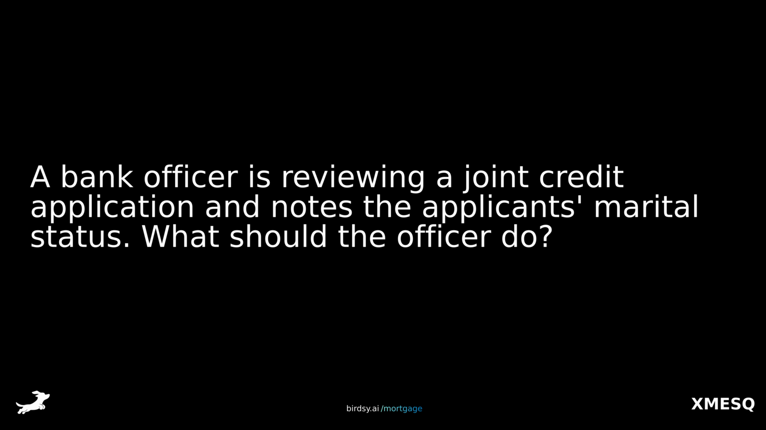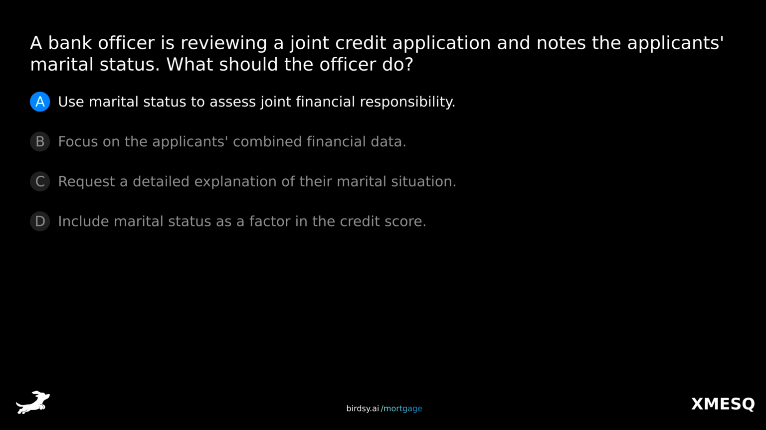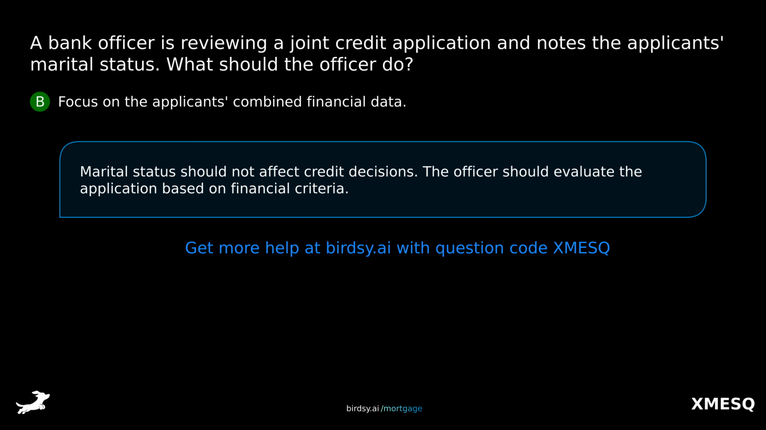A bank officer is reviewing a joint credit application and notes the applicant's marital status. What should the officer do? Is it A, use marital status to assess joint financial responsibility, B, focus on the applicant's combined financial data, C, request a detailed explanation of their marital situation, or D, include marital status as a factor in the credit score? The answer is B. Focus on the applicant's combined financial data. Marital status should not affect credit decisions. The officer should evaluate the application based on financial criteria.